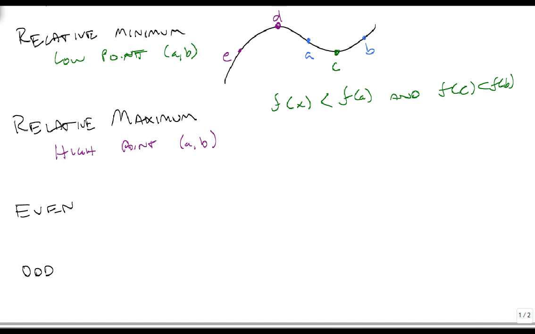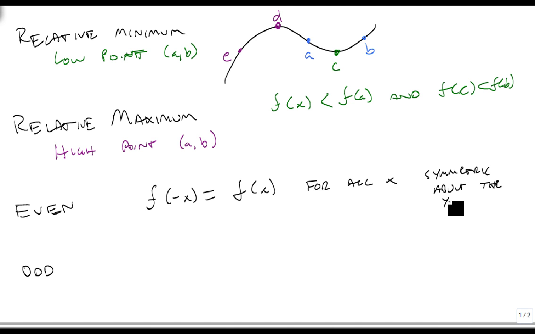When we talk about even versus odd functions, an even function is defined as whenever f of minus x equals f of x for all x. In other words, an even function is symmetric about the y-axis. If you fold it on the y-axis, you get the same graph on both sides.